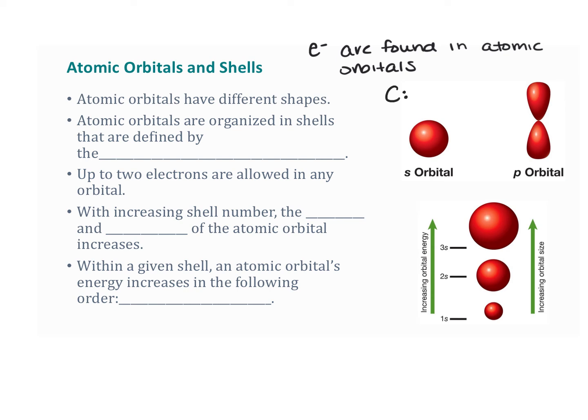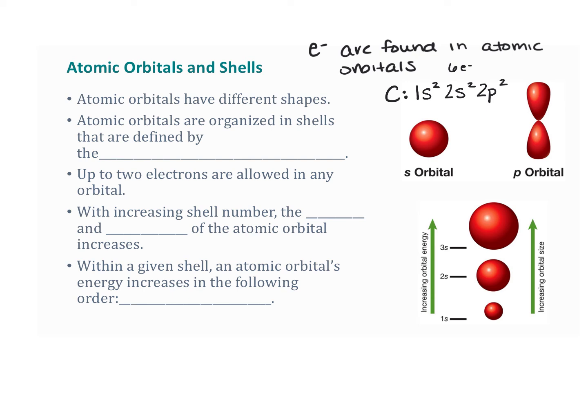So if we remember back to that electron configuration, which we're going to talk about, it's 1s2, because we have 6 electrons, 1s2, 2s2, 2p2. And so we're only really going to stay here in the s and the p orbitals.